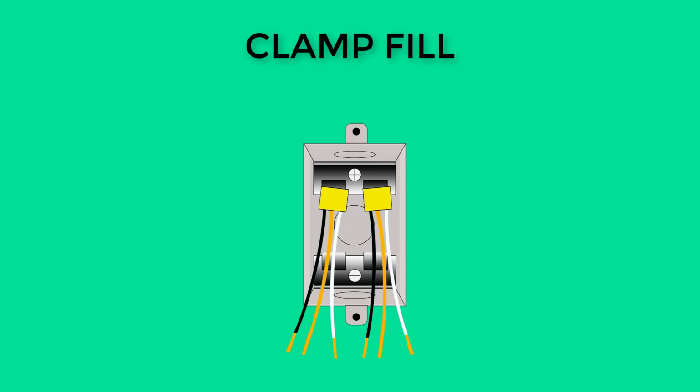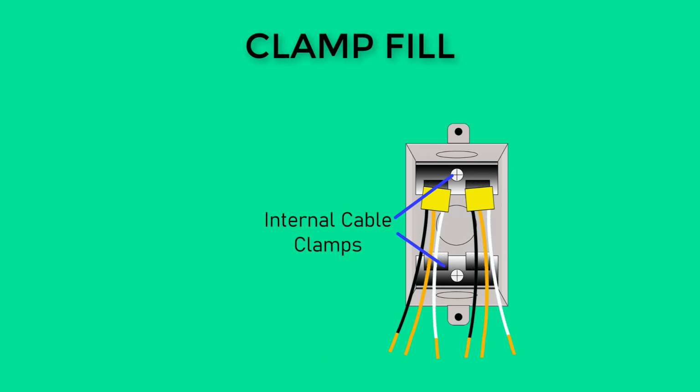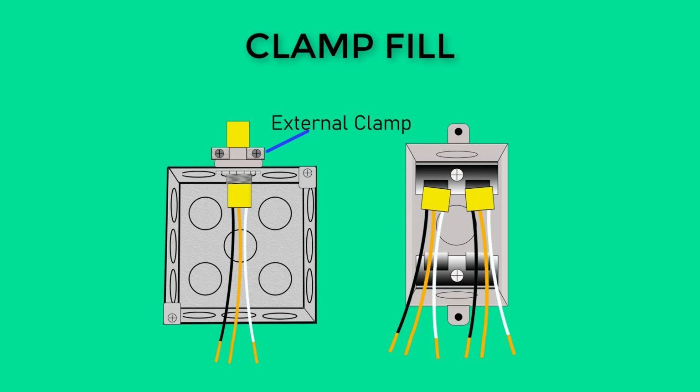The metal switch box shown here has internal cable clamps. These clamps will add a single volume to the largest conductor count. The 4-square box shown here has an external cable clamp. No additional conductor count is needed for external cable clamps.